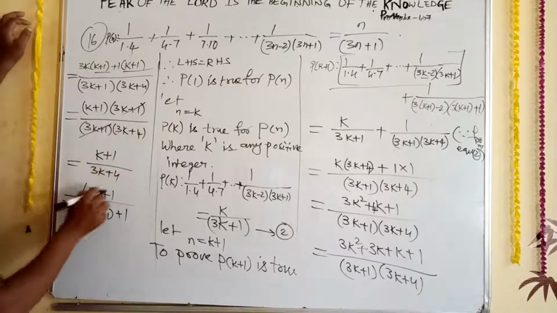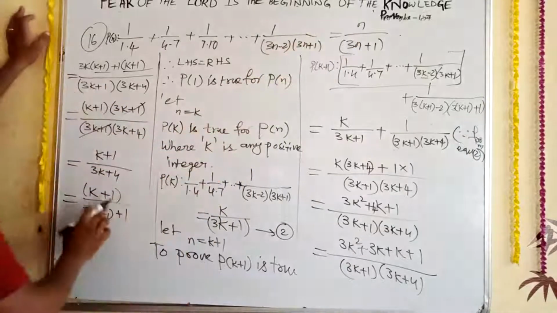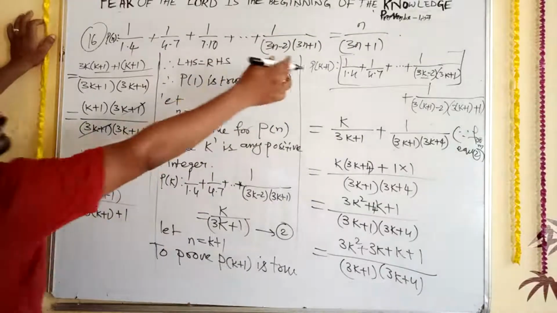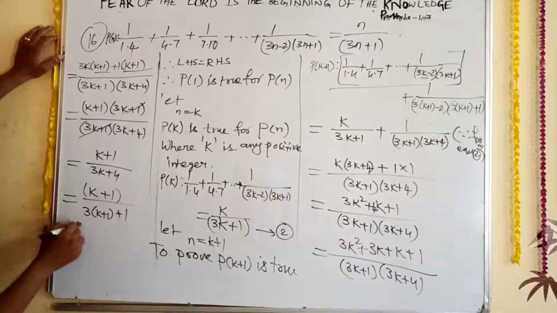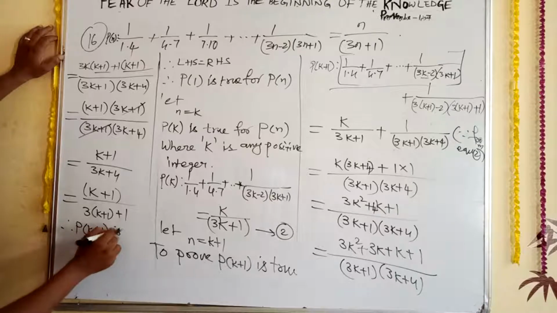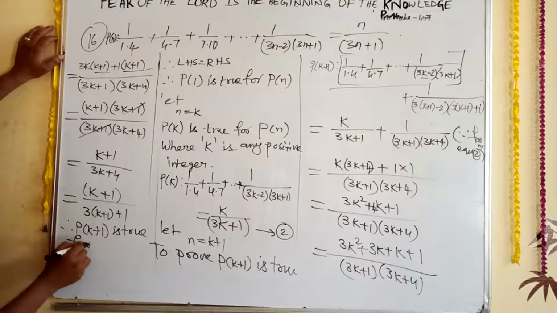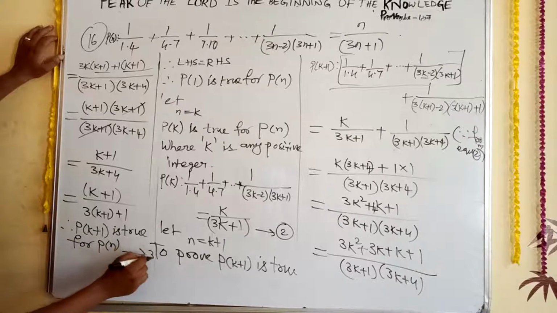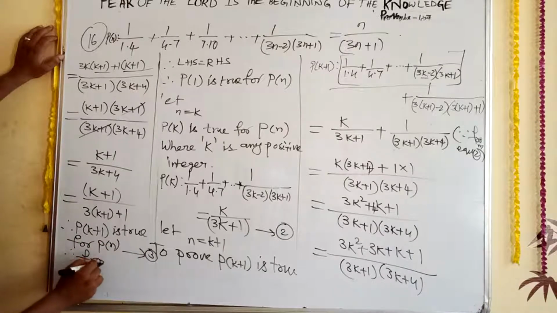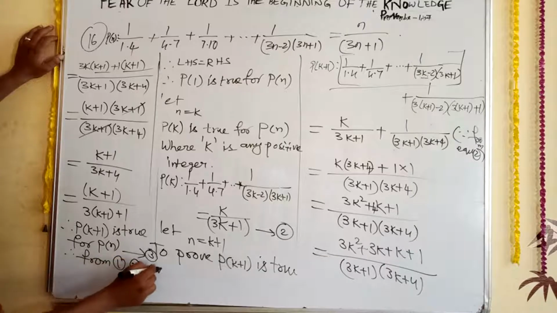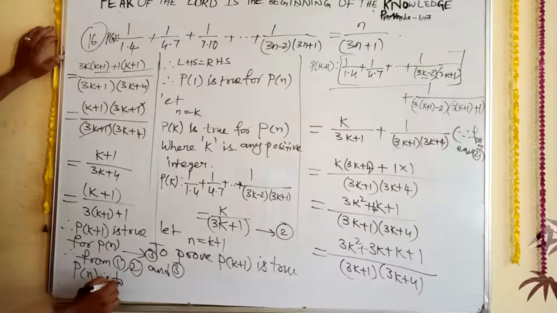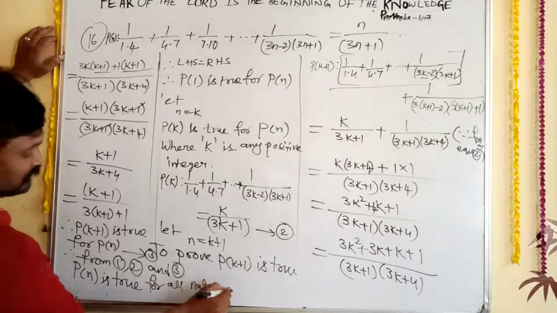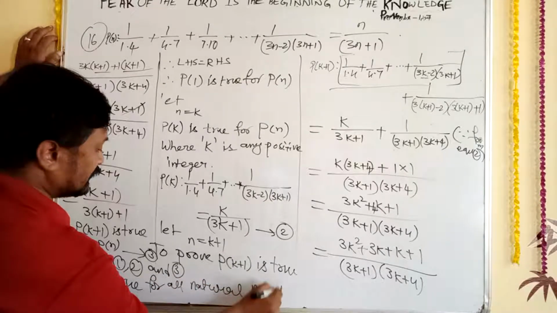Possible. So now wherever n is there, check here, k plus 1. Yes, you got it, wherever n is there, you got 3 into k plus 1, so that it is true. So therefore, P of k plus 1 is true for P of n, equation number 3. Therefore from 1, 2 and 3, P of n is true for all natural numbers.